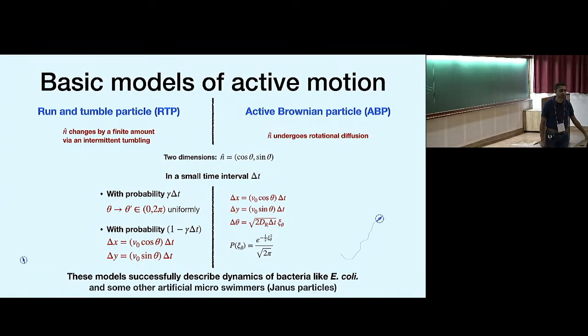For simulating this model, you have to consider this delta t to be much less than 1 over gamma. Delta t much smaller than 1 over gamma. And similarly here, delta t to be much less than 1 over D_r basically. So this is the dynamics in discrete time. This is what you do in a simulation, and when you write it down, you can of course write it in continuous time.